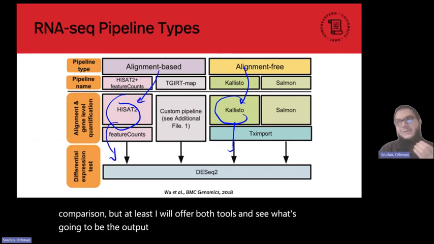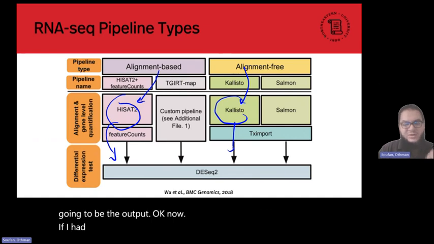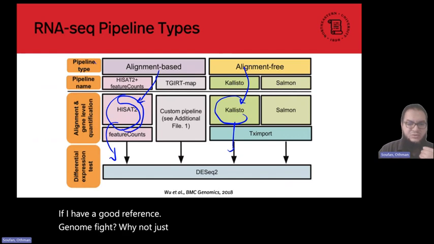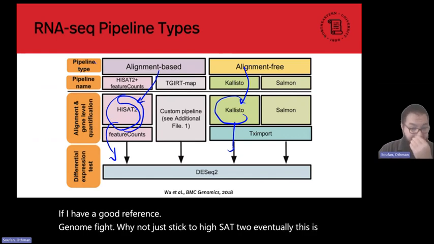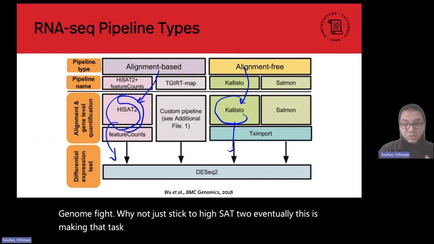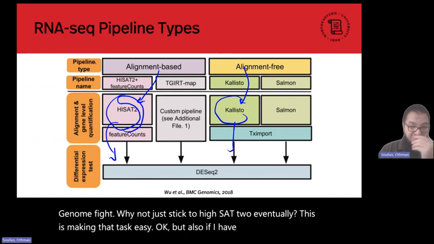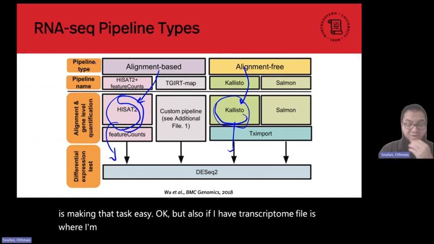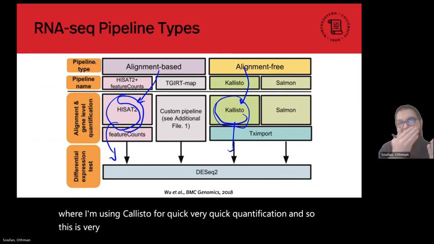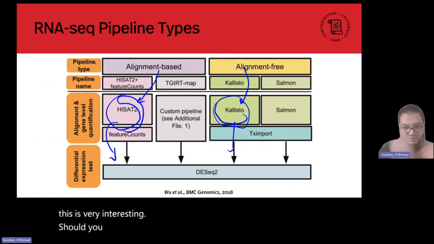Now, if I have a good reference genome file, why not just stick to HISAT2? Eventually, this is making the task easy. But also, if I have a transcriptome file, that is where I'm using Kallisto for very quick quantification. And so this is very interesting. Should you make both pipelines?